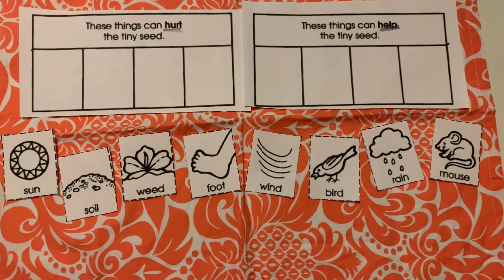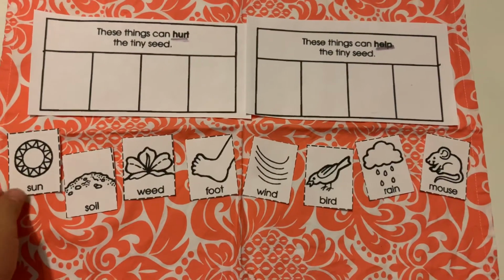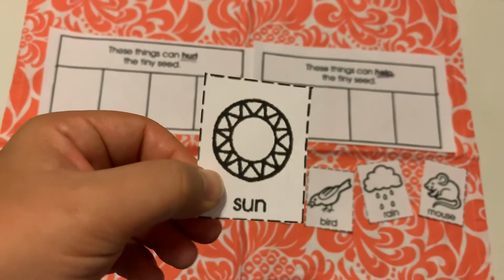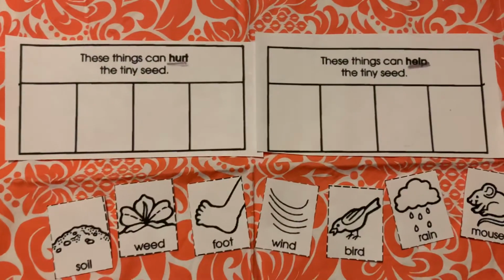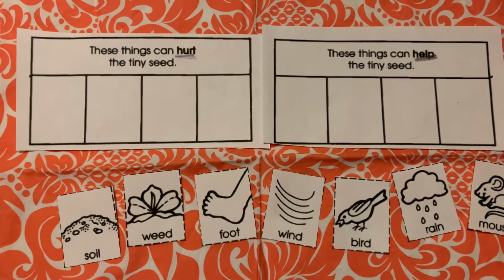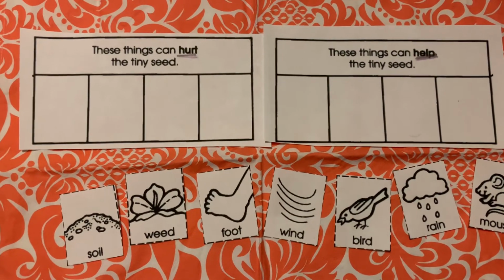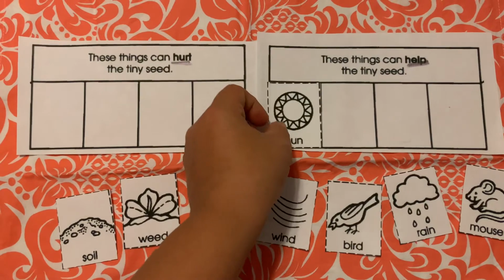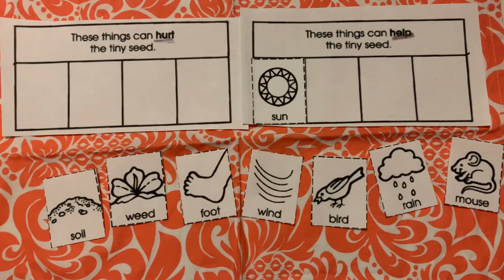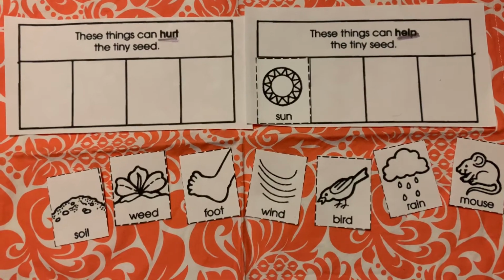So our first picture is, I wonder if you can shout it out. What is that a picture of? Sun, that's right. Now, did the sun help or hurt the tiny seed? Shout it out. The sun helped the seed grow. Flowers and trees and all kinds of plants love sunshine.